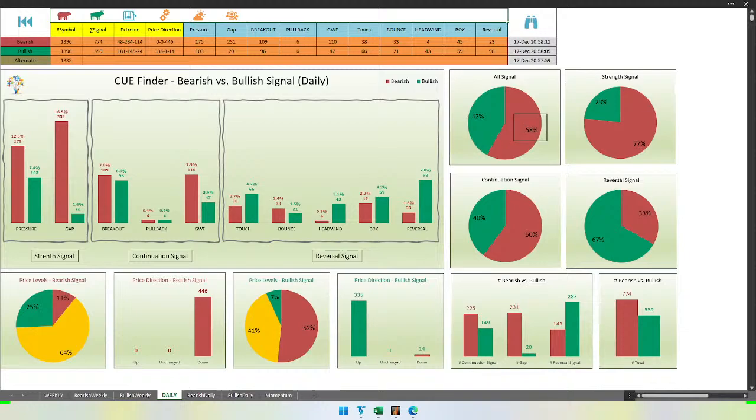All signals 58% bearish. Strength signal is also bearish 77%. Trend continuation 60% bearish. However, trend reversal is bullish 67%. And I see the reversal signals in absolute number is comparable, in fact higher than the gap down numbers. Therefore, strength and reversal taken together is actually bullish.